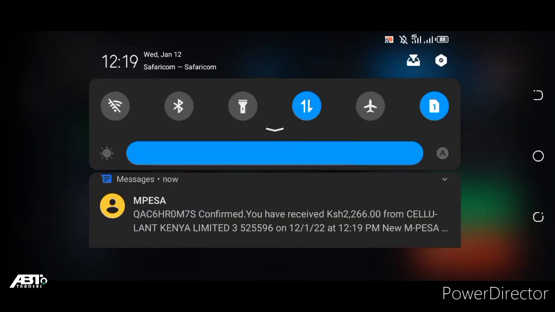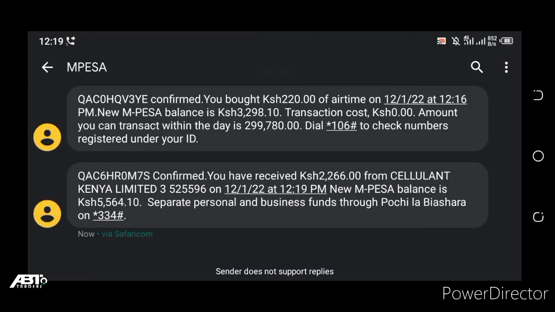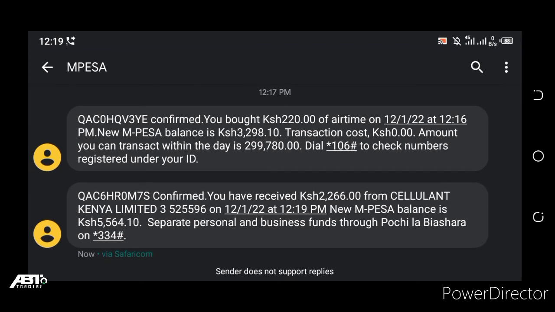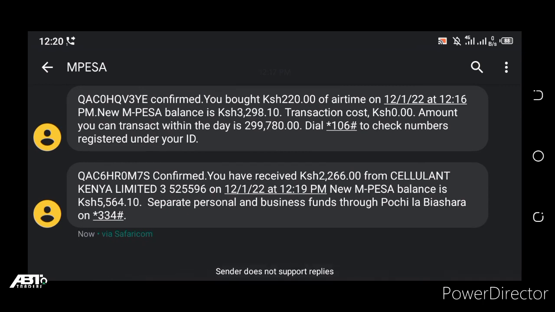As you can see, the confirmation is here. You have received 2,266 from Cellulant Kenya Limited. So that's how you can make your 2,000 in just 3 hours. I always receive my money from Olymp Trade to M-Pesa through Cellulant M-Pesa agents, and I love their process because they don't delay withdrawals or deposits.